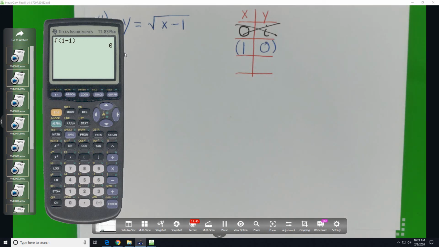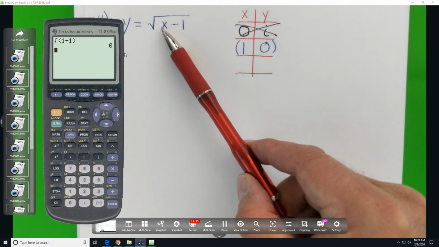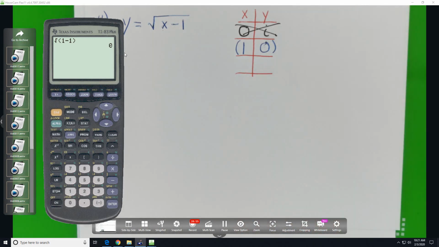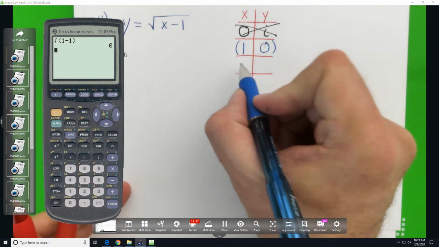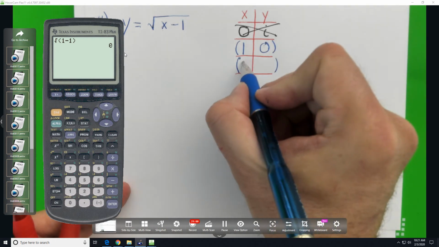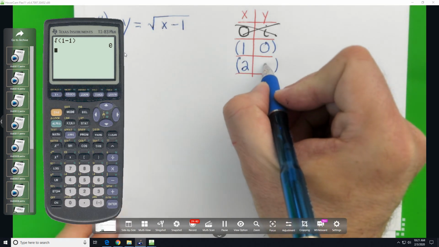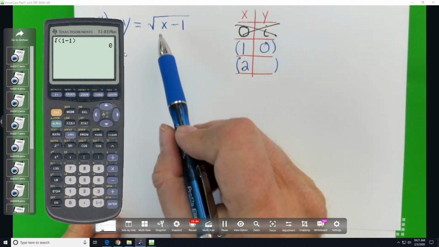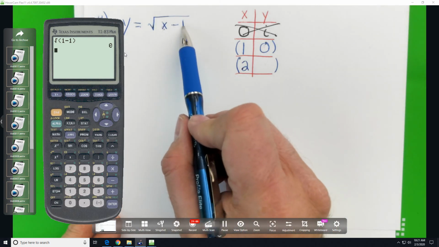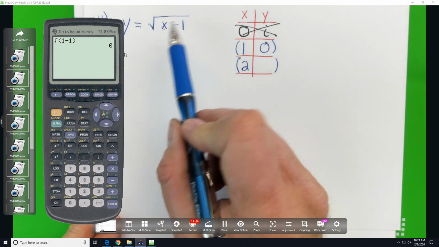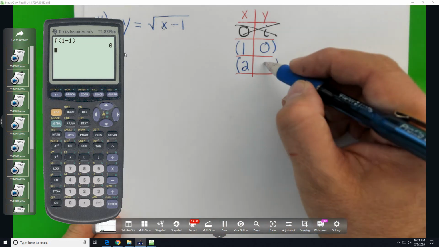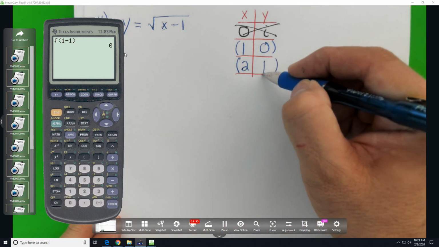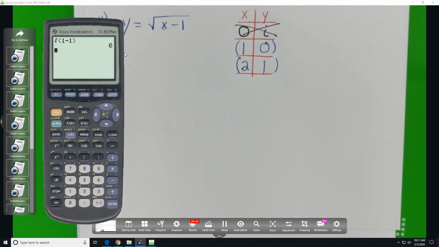Could I put negative numbers in for x? Well, no, I can't put a negative number in for x, because if I did, I'd get one of those imaginary numbers. So I could put a 2. What if I put a 2 in for x? What would that give me for y? I bet this is one you can do in your head without a calculator. 2 minus 1 is 1. What's the square root of 1? The square root of 1 is 1.